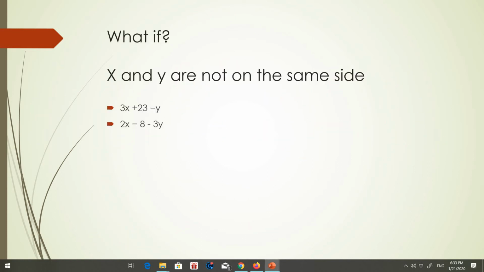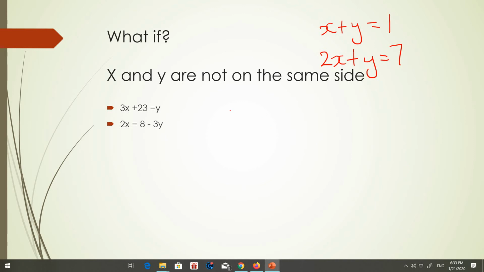Now what if x and y are not on the same side? We're all used to having x and y, let's say x plus y equals 1, 2x plus y equals 7. Something like that. Okay, but what if x and y are not on the same side? A lot of people get confused when they see that x and y are not on the same side. So what you can just do, bring them together.